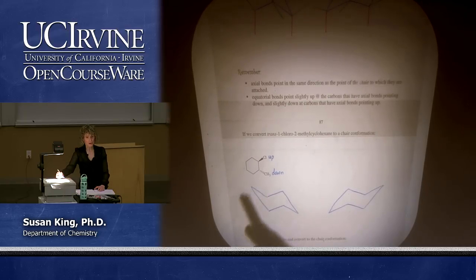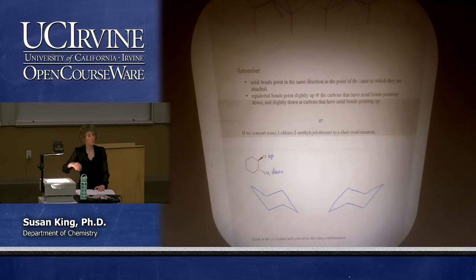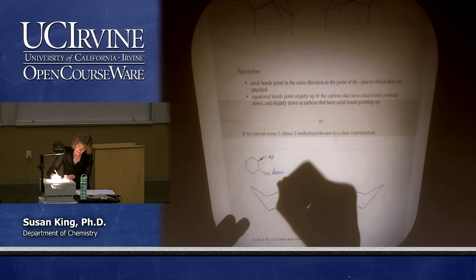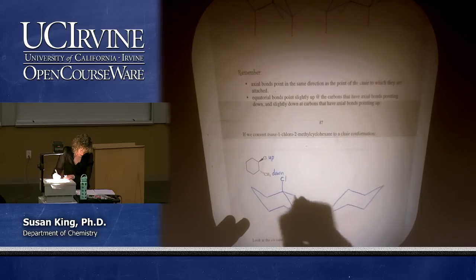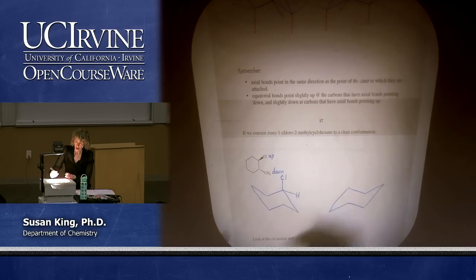That's going to make more sense in Chapter 5, because if you change the relative orientation of the groups, you're making the enantiomer. That doesn't mean anything to you right now, but it will next week. That will mean something to you. Okay, so I'm going to do it on the right-hand side because that's just my habit. I'm going to put the chlorine up. So the axial is up on this bond. Equatorial is slightly down. And I'll put the hydrogen there.